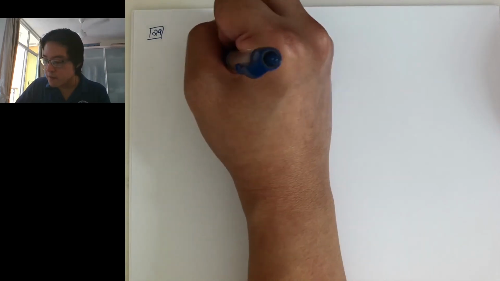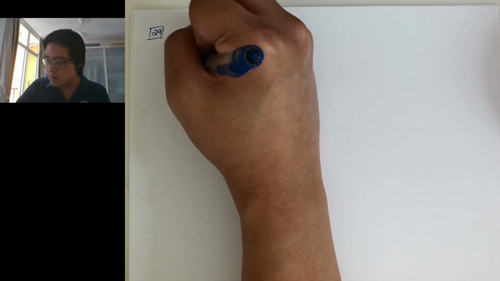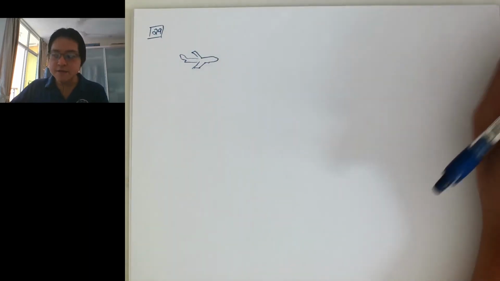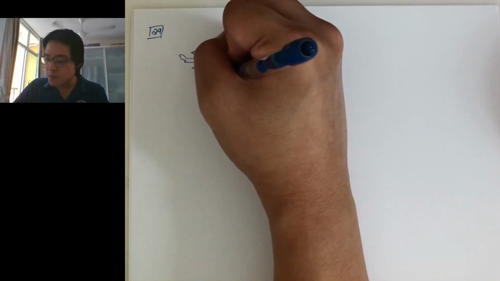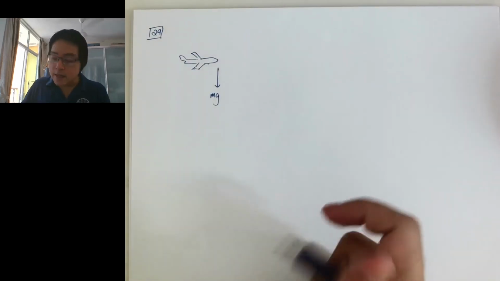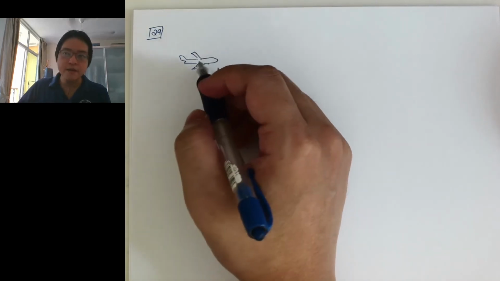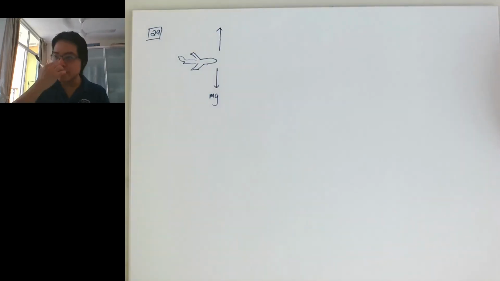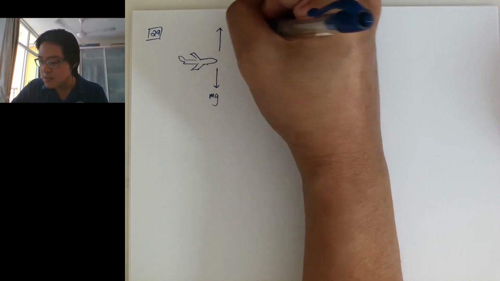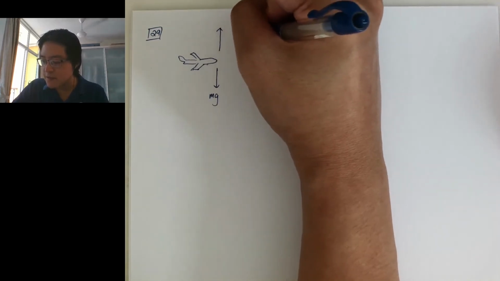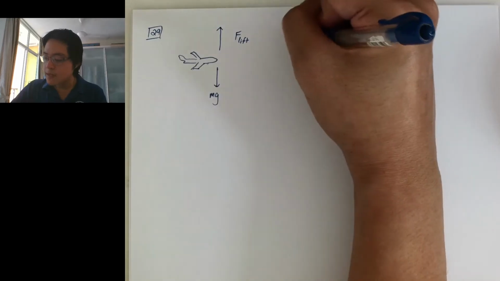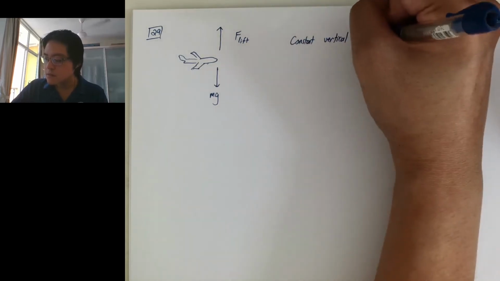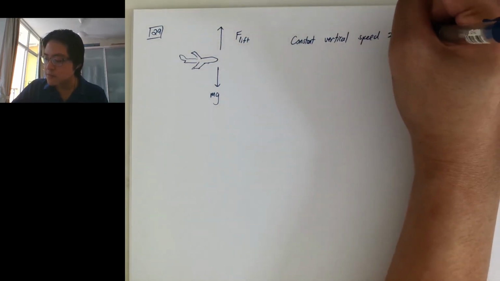So if I have a plane, what is the net force acting on the plane? The plane has a weight as always, mg, and the engine will generate the force to make sure the plane stays up. Of course, the configuration and everything is very complicated, but we'll just call this the net vertical component, the lift force. And we know that the plane is going at constant vertical speed, 2.5 meters per second.